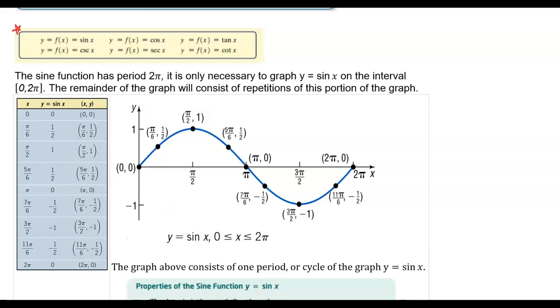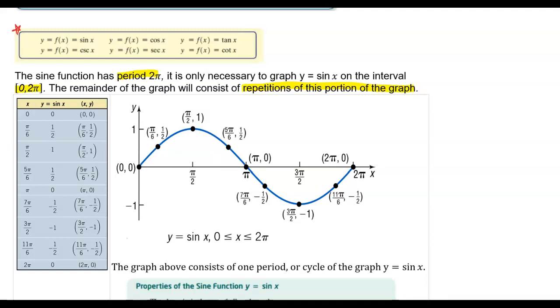The sine function has a period of 2 pi. That's very important to recognize and commit to memory because we're going to refer to it over and over and over again throughout the entire semester. It is only necessary to graph y equals sine x on the interval from 0 to 2 pi, because it's periodic, aka cyclical. Any other part of the graph is just repetitions of this one section. So every 2 pi interval, you're going to see the same graph over and over again.